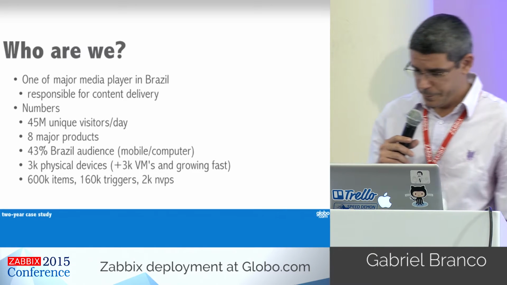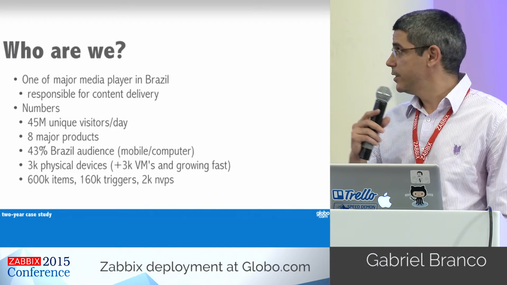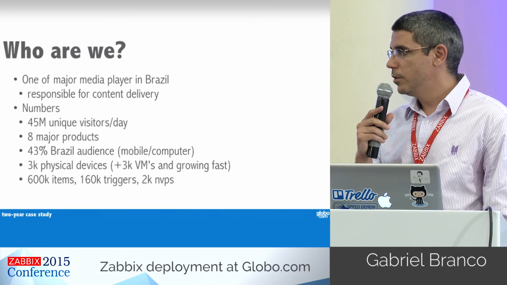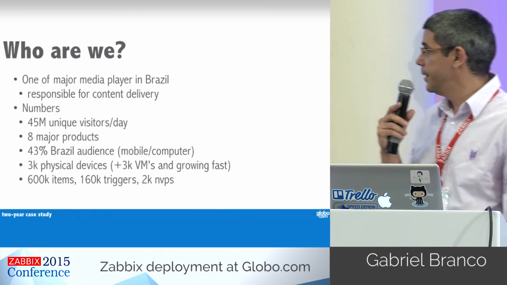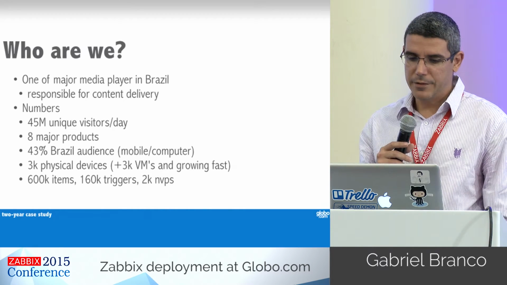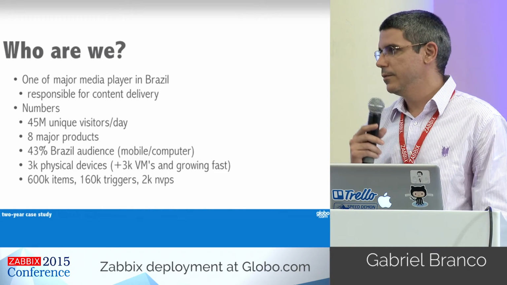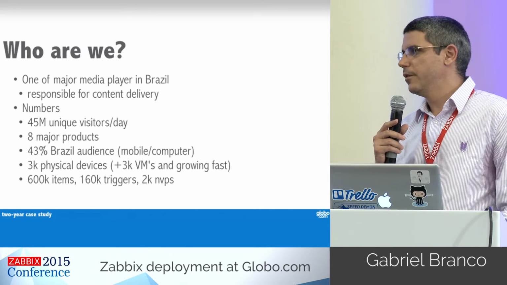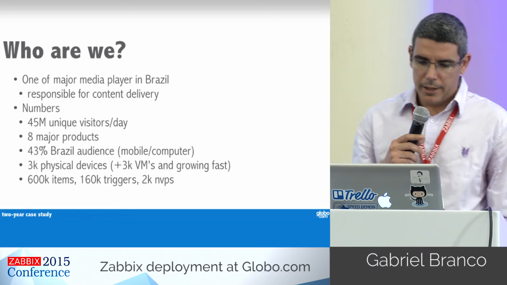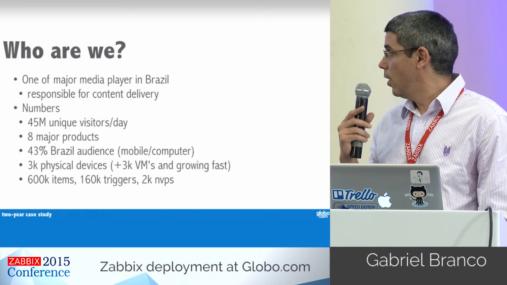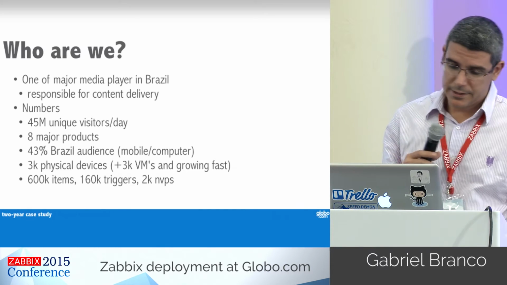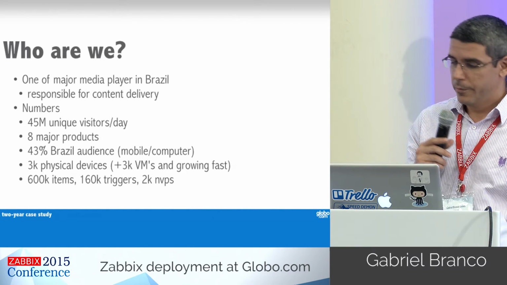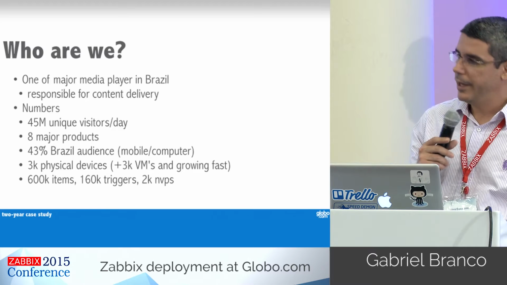We have almost all of the management at the data center of Globo.com monitored with Zabbix. And now we have 3K physical devices monitored, plus 3K VMs. This leads to 600,000 items in our base, provided by 2K new VPS.